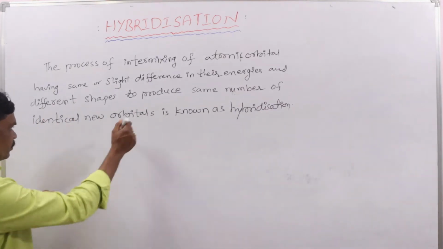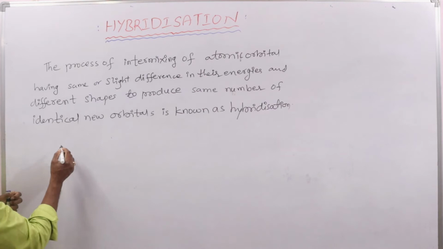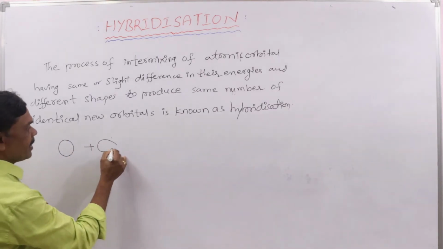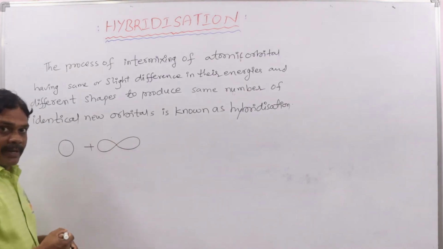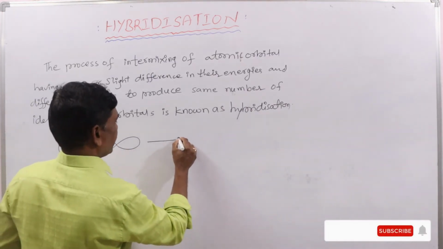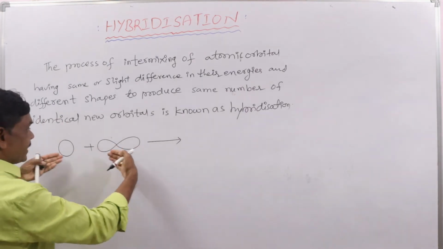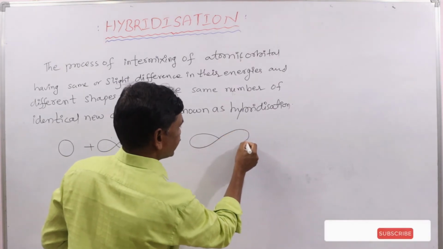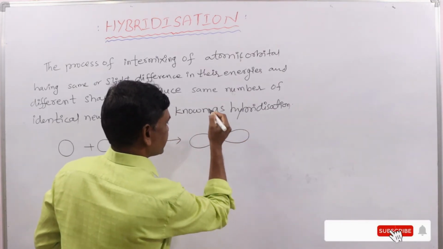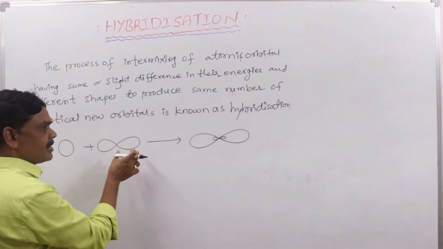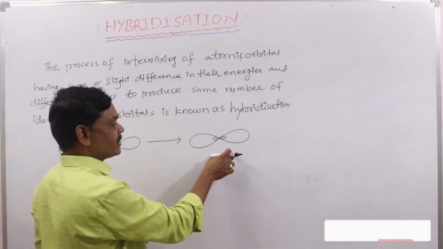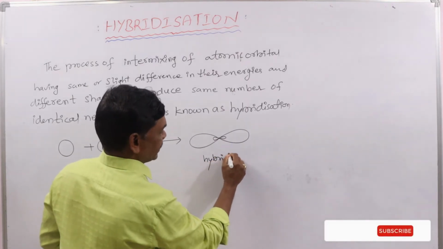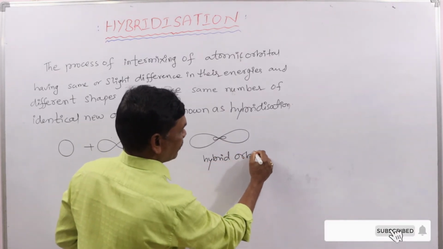So for example, as a general example I am taking an s orbital and one p orbital. The s orbital and one p orbital combine or intermix to give orbitals like this. Now these are neither s orbital nor p orbital. So this is known as what? Hybrid orbital.